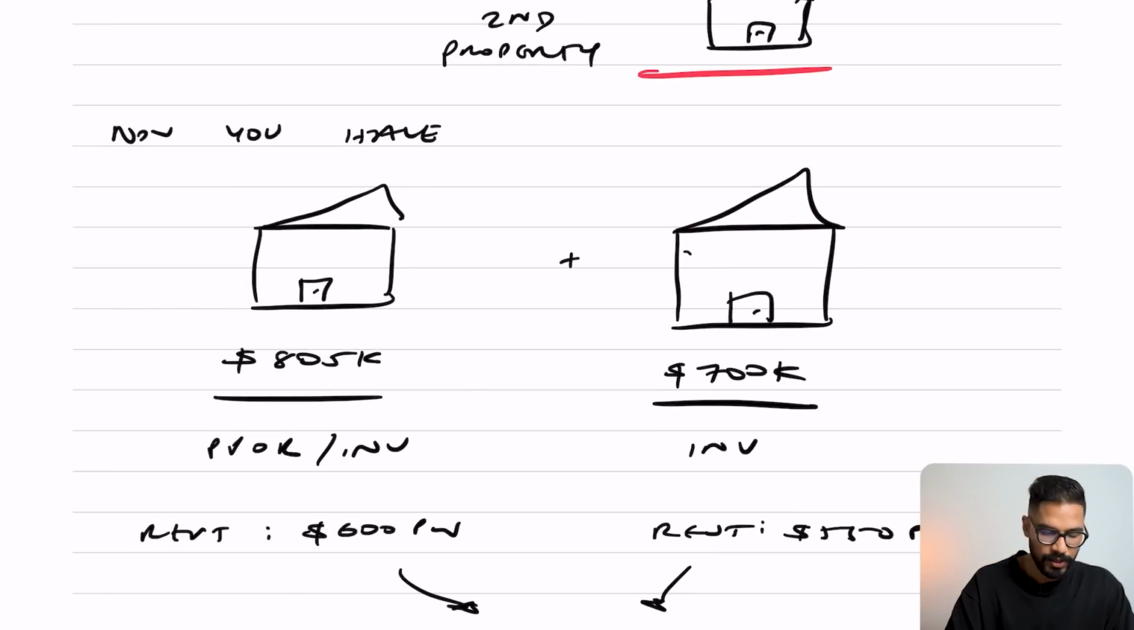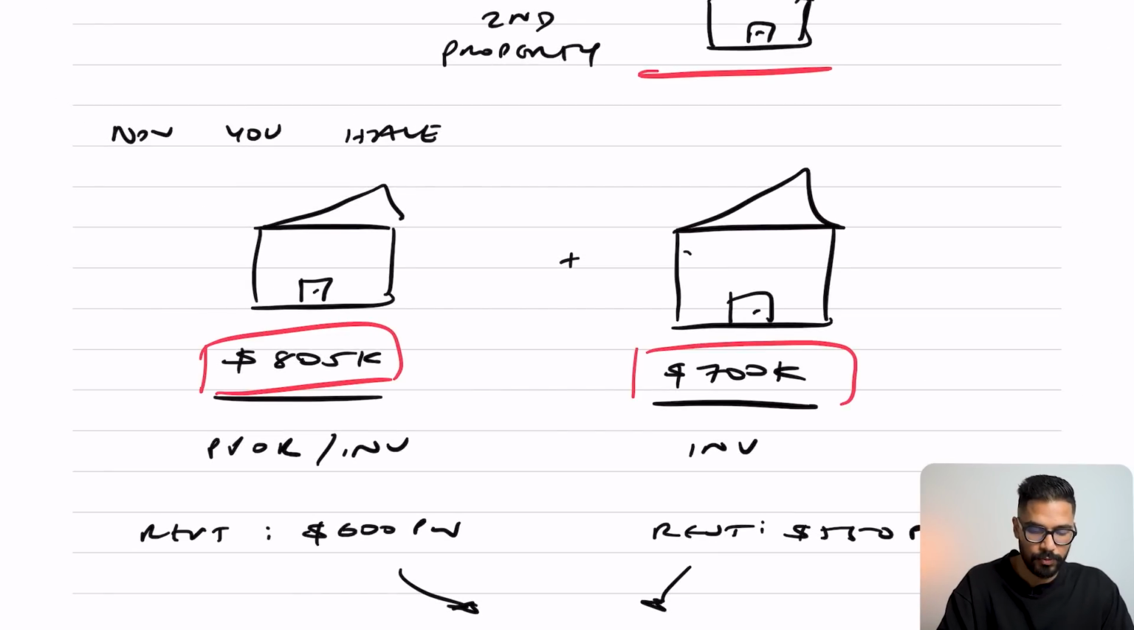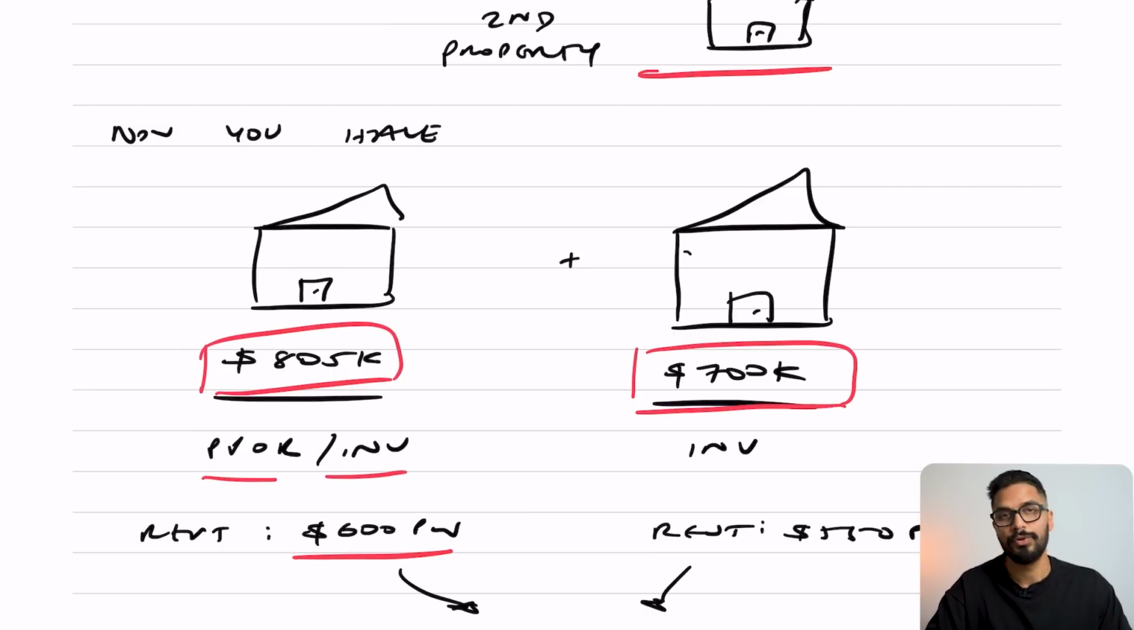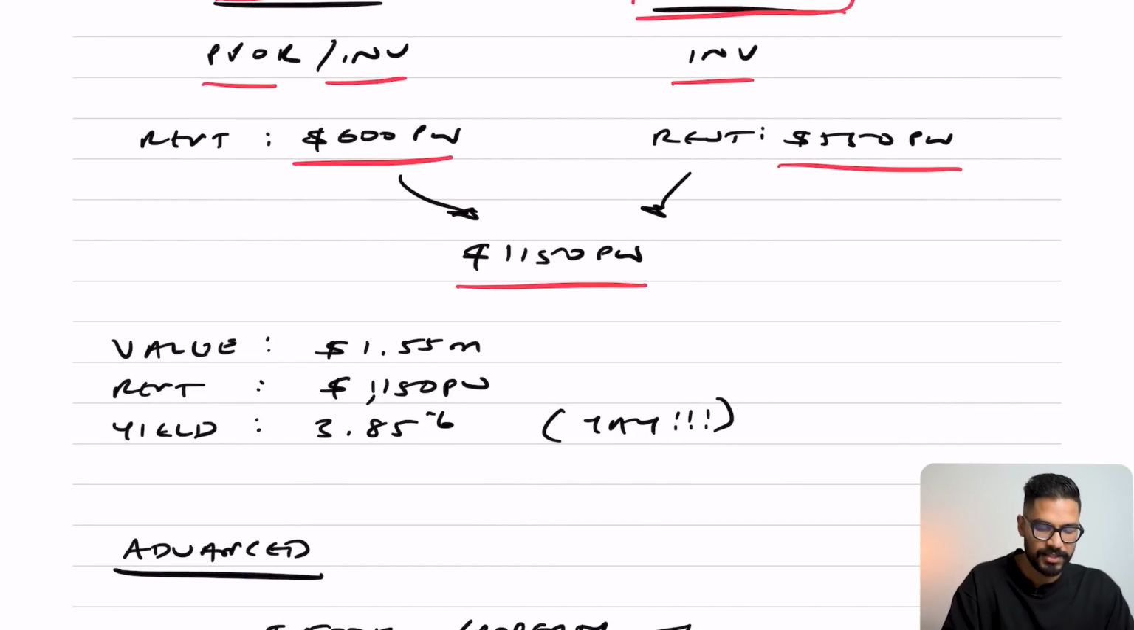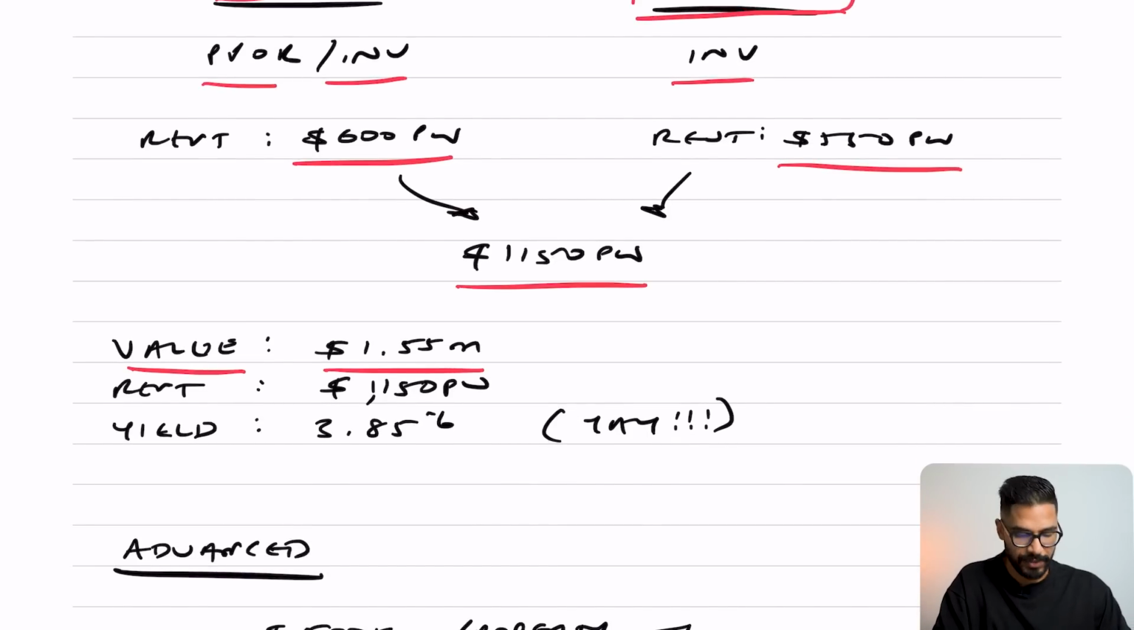Now in this example, your first property is now worth $805,000. Your second property you bought was for 700K. The first property could be either your principal place of residence, in which case you'll earn no rent, or it could be an investment property, and that property will yield you about $600 per week. Now the second one is an investment property as well, and your rent is about $550 per week. So collectively, you're making $1,150 per week. The total value is $1.55 million, and your yield is 3.85%.